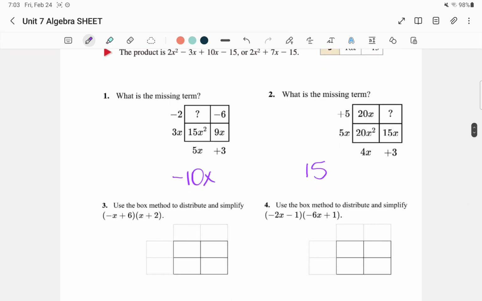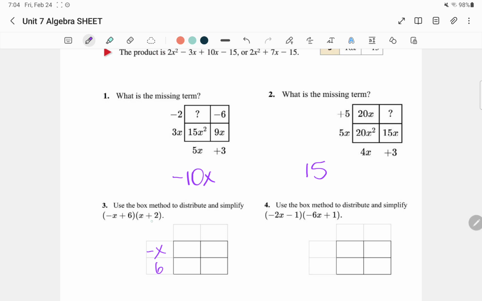Now for number 3 and 4, we're going to take it a step further and actually do all the multiplying and filling in ourselves. So we need to know how to set up the box. If it says -x plus 6 times x plus 2, I'm going to break each of these up into its own term. So -x plus 6, that's a binomial, meaning it's 2 terms. I'm going to pick either the top or the side. It doesn't really matter. I'm going to pick the side, and I'm going to write -x, and +6. If I pick the side, I put both of them on the side. If I pick the top, I put both of them on the top.